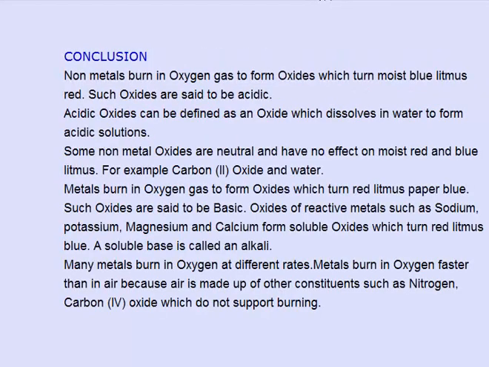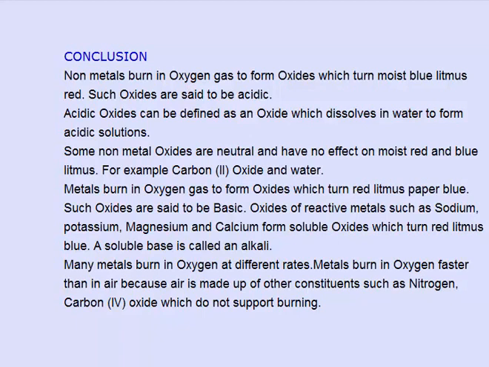Conclusion: Nonmetals burn in oxygen gas to form oxides which turn moist blue litmus red. Such oxides are said to be acidic. Acidic oxides can be defined as oxides which dissolve in water to form acidic solutions. Some non-metal oxides are neutral and have no effect on moist red and blue litmus, for example, carbon 2 oxide and water.